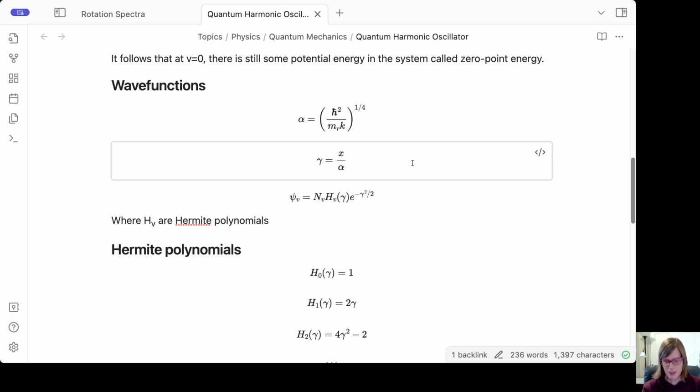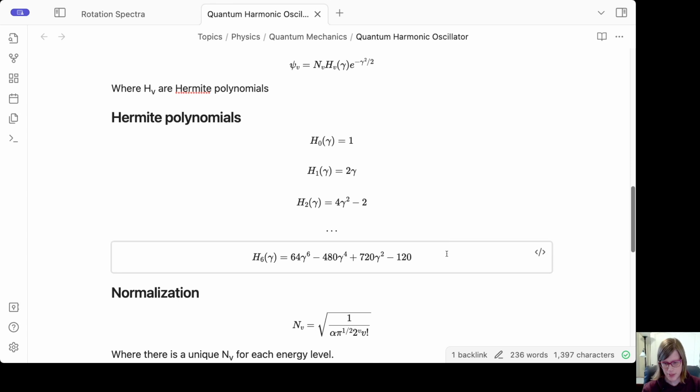And then wave functions, we have alpha as defined here, gamma as x over alpha, which defining it as gamma really makes it easy to plug it into this complicated function here, which is the solution to the Schrödinger equation, which would be psi_v, so psi of the energy level v, is a normalization factor, which we'll get to, a Hermite polynomial, and an exponential function.